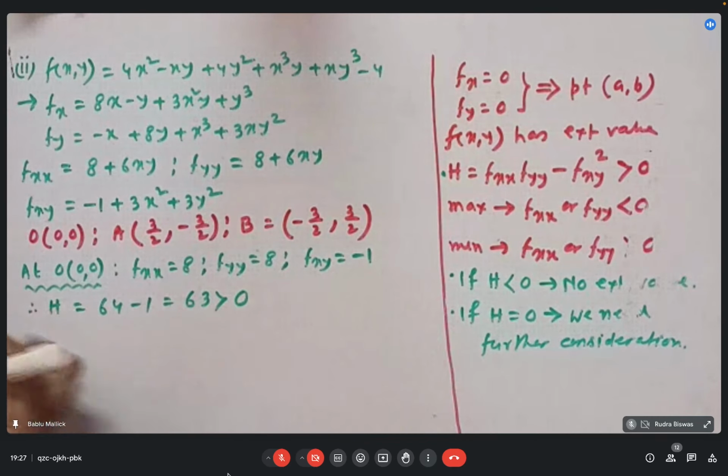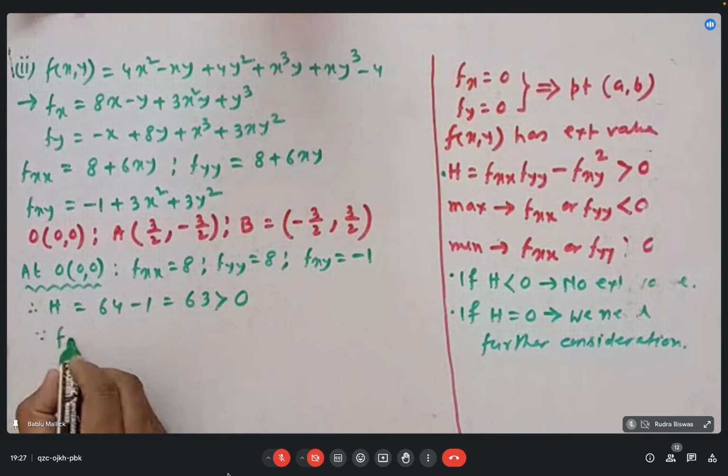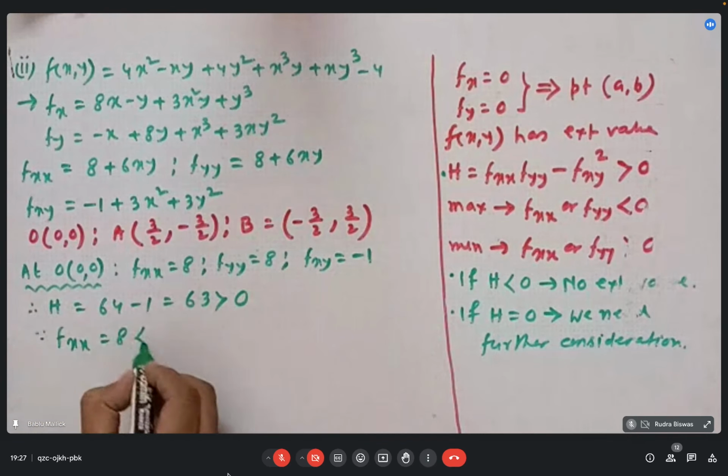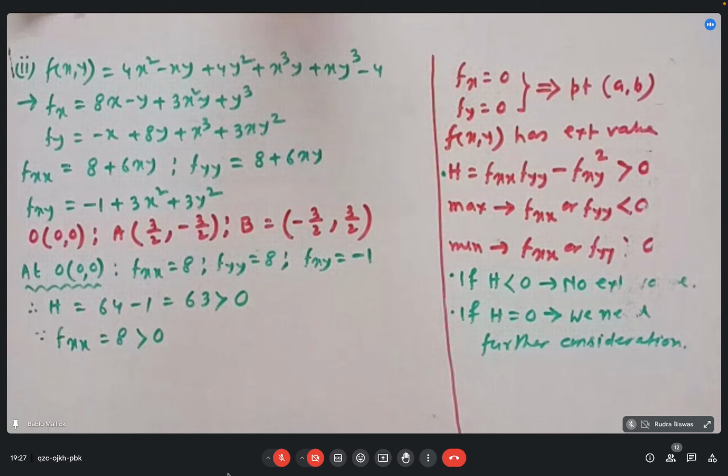Write, since fxx is greater than 0, therefore f has minimum at 0 0.